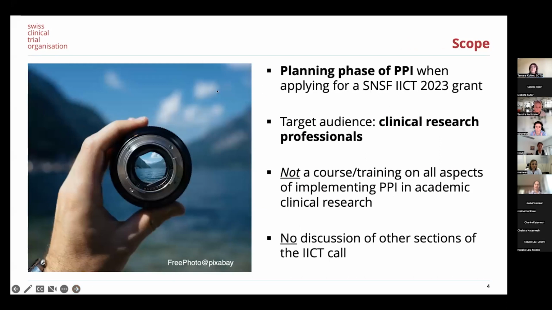So the scope of today's 2-hour session is towards the planning phase of PPI when you are considering applying for a SNSF IICT grant. It's aimed at clinical research professionals. And it's not a course or a training on all aspects of implementing PPI in clinical research. And therefore, we will also not discuss other sections of the IICT core.